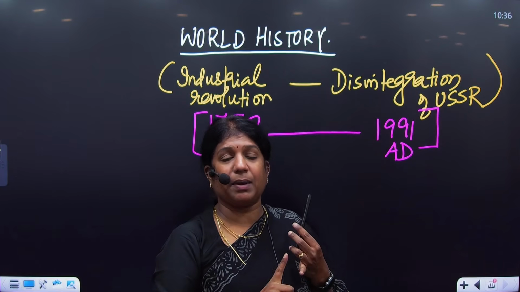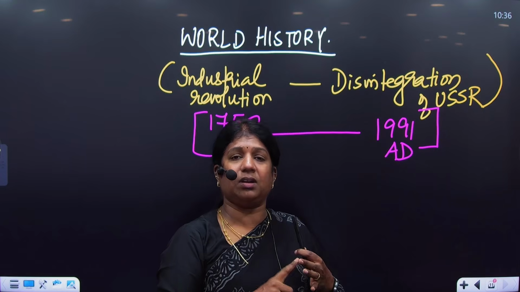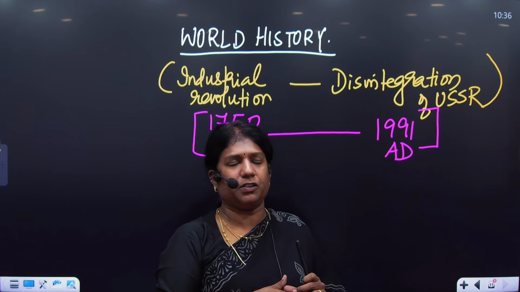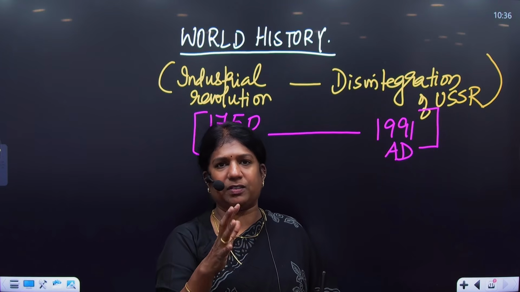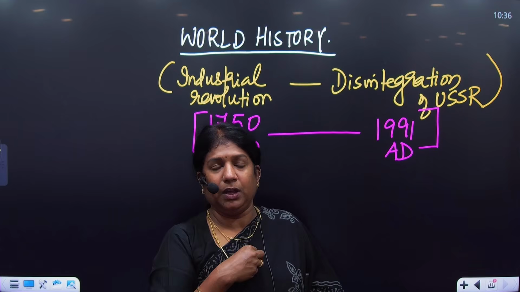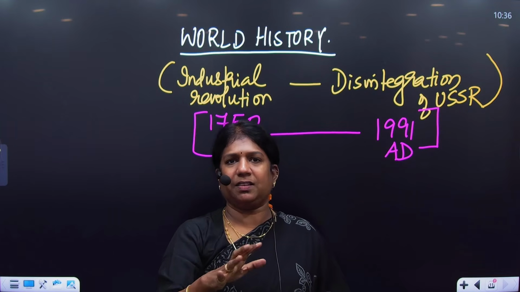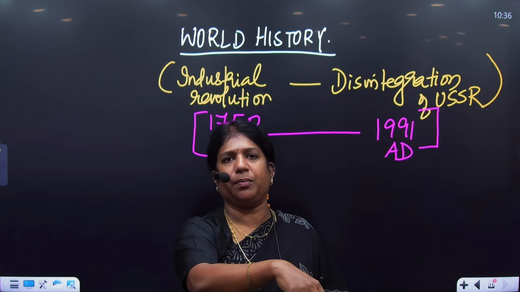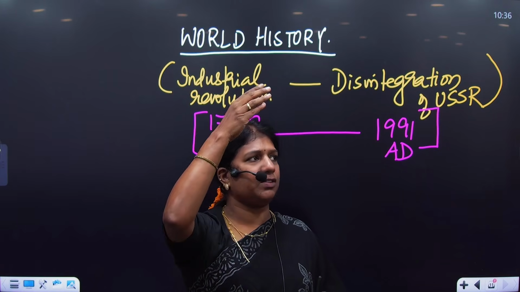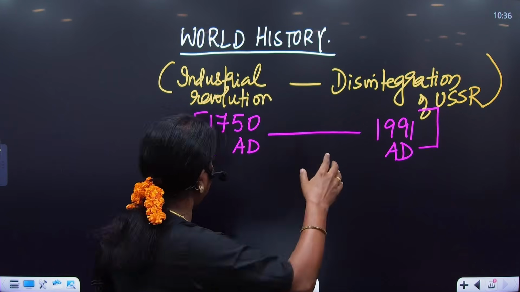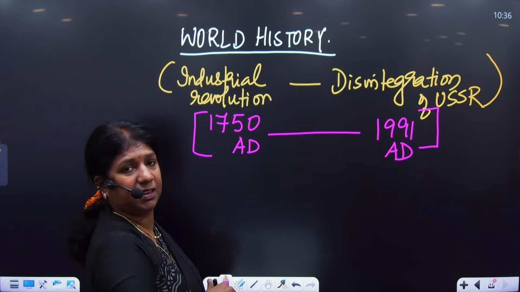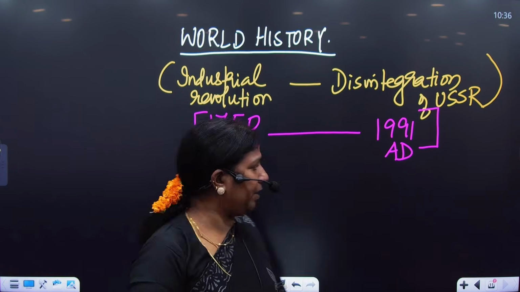I keep giving brackets for ancient, medieval, modern, even art and culture, world history, because you can't study history just like that. Then history will not sit with you. You have to understand the chronology and you can't pick topics here and there and study, because you need to know what happened before. It's a continuous one, right? Chronology is maintained. So the first topic here is 1750, Industrial Revolution.